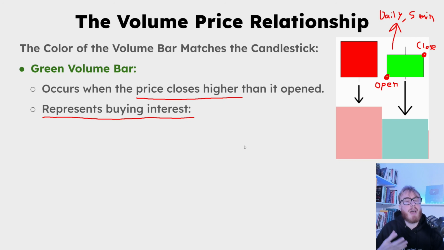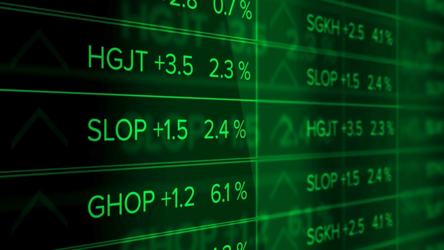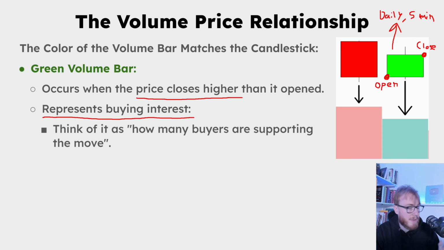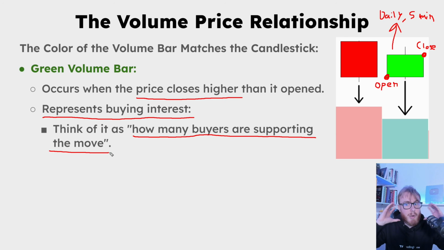Because even though for every single transaction we have both buyers and sellers, the reason we can think about green volume bars as buying interest is because during these green candles, the buyers are in control, and it is the buyers that are actually pushing the price higher. So for green candles, and this is very important, this is how I think about volume: you can think about volume as how many buyers are supporting the move. Or this is at least how I do it. So when I see a green volume bar, I think about it as how many buyers are supporting the move.